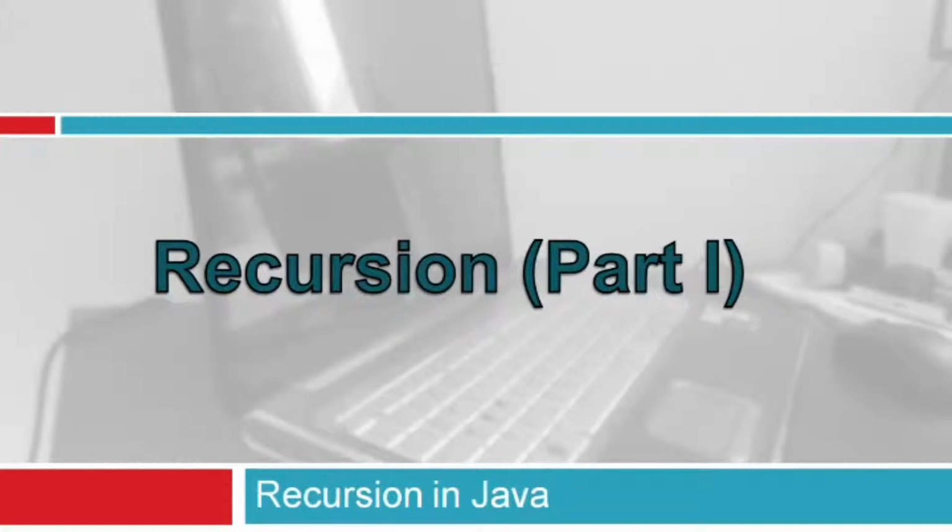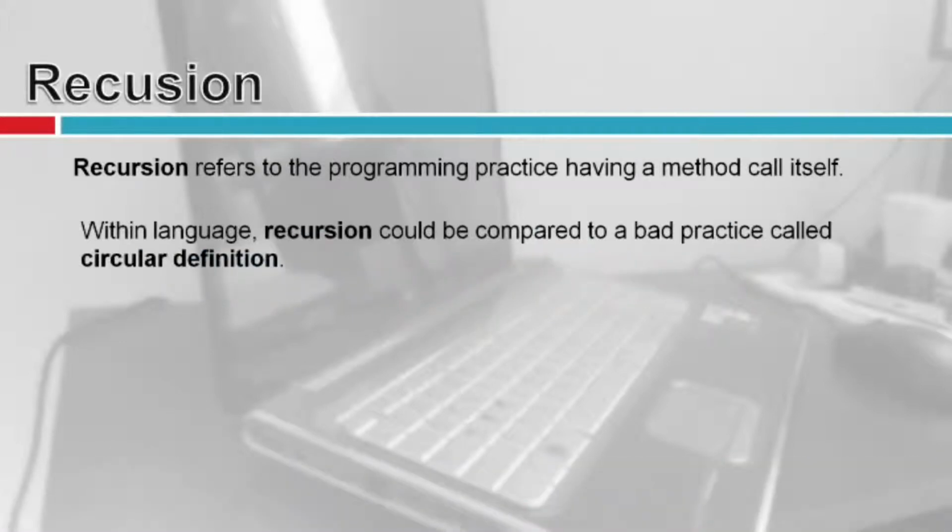Today's video we're going to cover the first part of recursion, specifically recursion within Java. Recursion refers to the programming practice of having a method call itself. Within a language, recursion could be compared to a bad practice called circular definition.